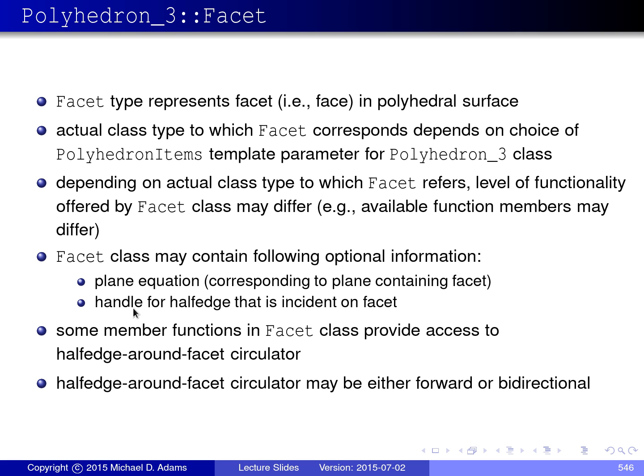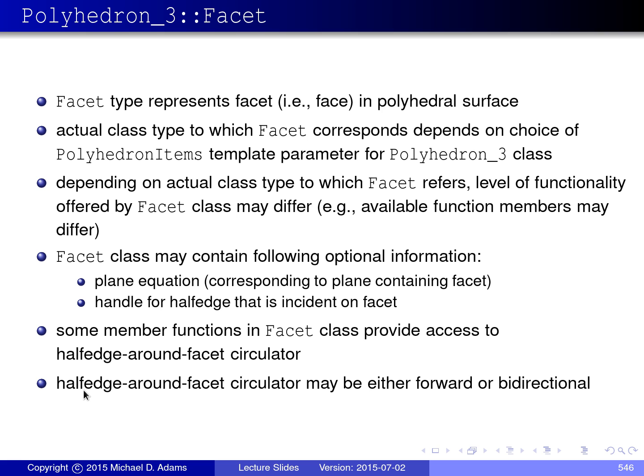Also, the facet class may contain a handle for a half edge that's incident on the facet. Some of the member functions in the facet class provide access to a half edge around facet circulator. This is a circulator that allows you to iterate around all of the half edges that are incident on a particular facet. And the half edge around facet circulator may be either forward or bidirectional. If it's forward, meaning that you can only apply the increment operator to the circulator, you can't do a decrement operation.